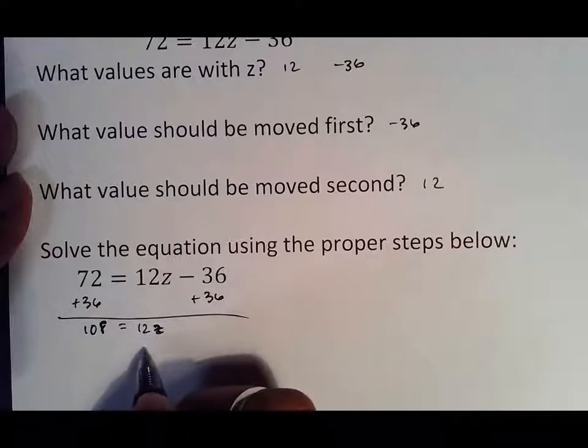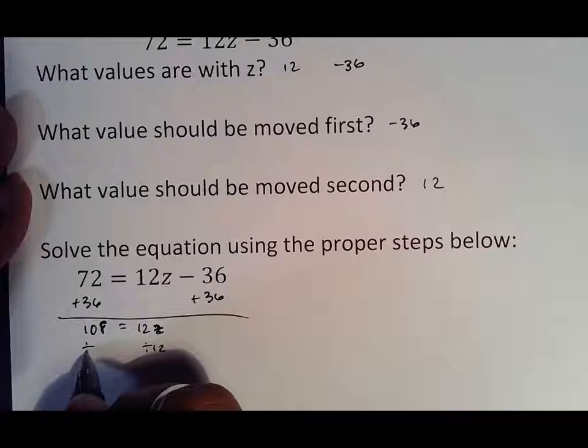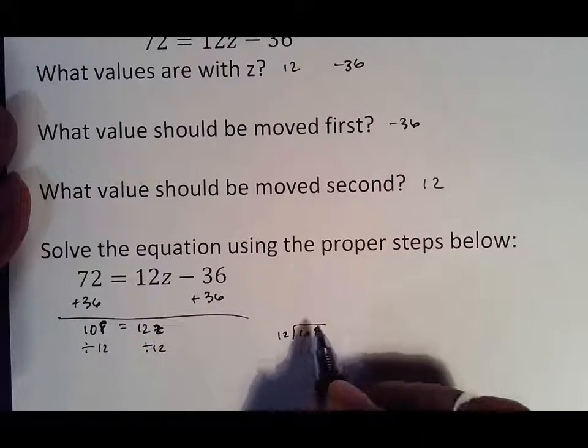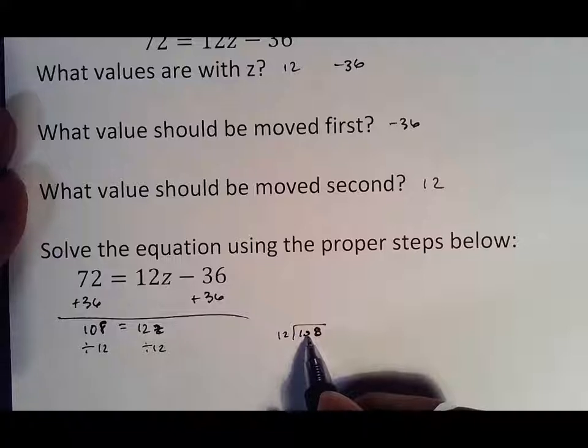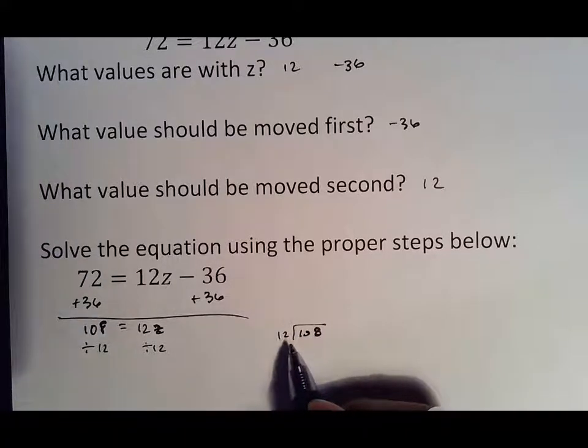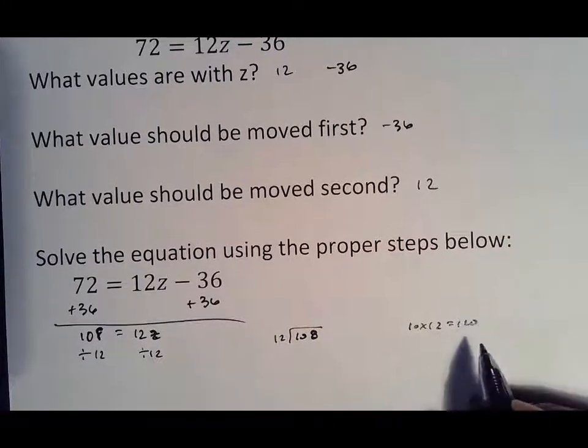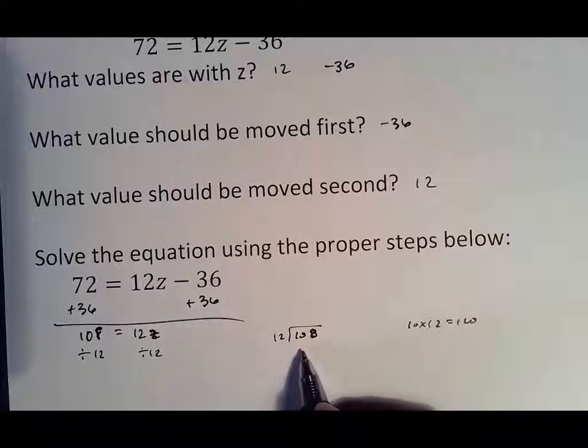In order to get rid of 12 times z, we divide by 12. Divide by 12. I don't think the long division is going to help us here because 12 doesn't go into 10. But here's what I would do. I would think to myself, 10 times 12 is 120. That means that 10 is too much, so it's got to be smaller than 10.